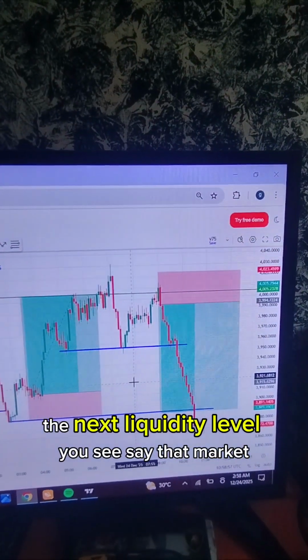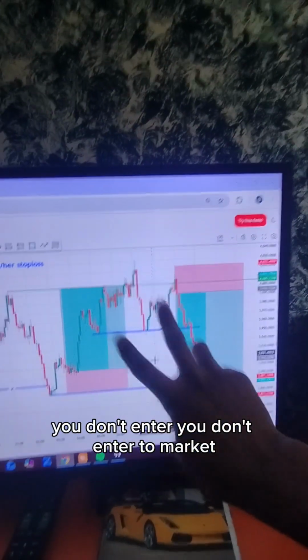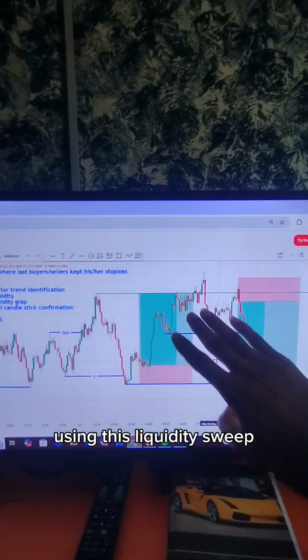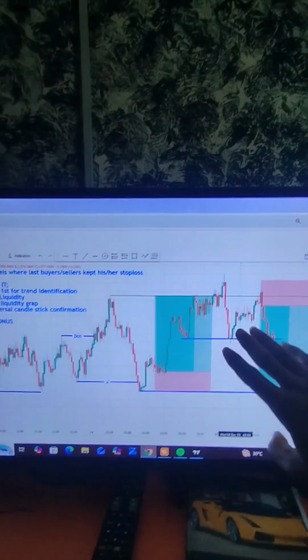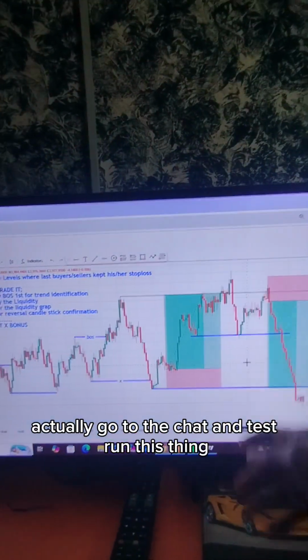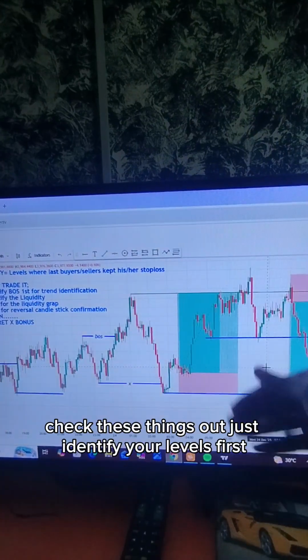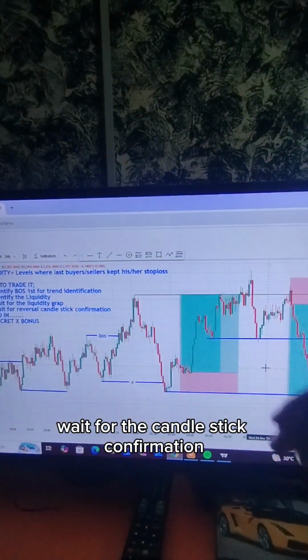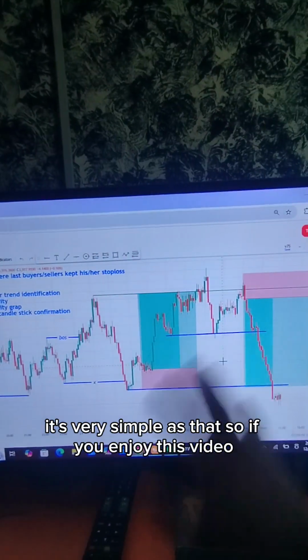You see, you could take two very nice positions using this liquidity sweep concept. If you enjoyed this video, go to the chart and test run this, check these things out. Just identify your levels first, wait for the liquidity grab, wait for the candlestick confirmation, then you trade the reversal. It's as simple as that.